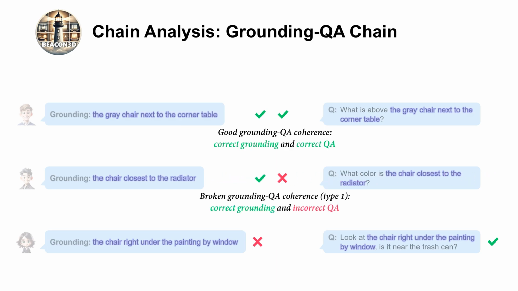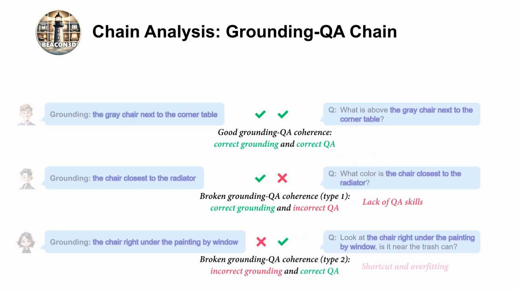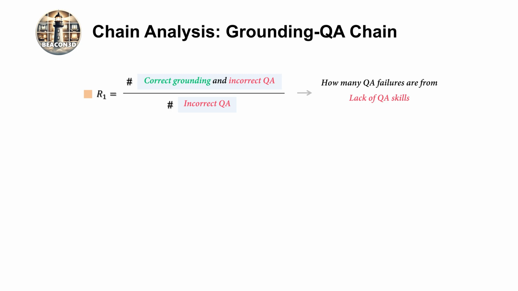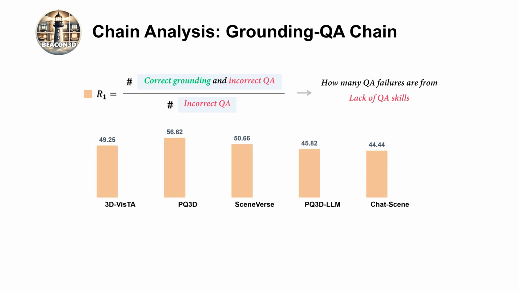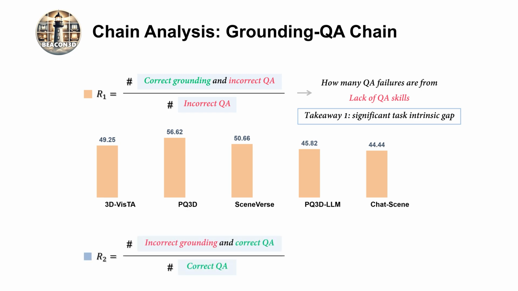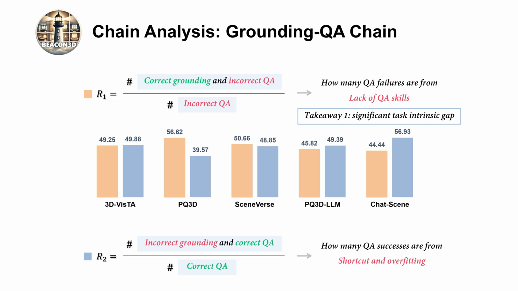Type 1 refers to correct grounding and incorrect QA, indicating a lack of QA skills. Type 2 refers to incorrect grounding and correct QA, indicating shortcut and overfitting. To quantify the 2 types of broken coherence, we define 2 metrics. R1 denotes how many QA failures come from type 1 broken, which is close to 50% for current 3D vision language models, suggesting a significant task intrinsic gap between grounding and QA. R2 denotes how many QA successes come from type 2 broken, which is also close to 50%, suggesting severe overfitting in QA.